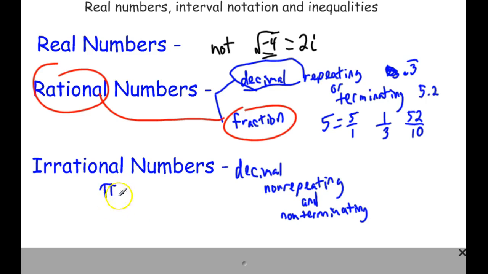More common ones besides that would be something like the square root of 2, the square root of 3, the square root of any non-perfect square. Because the square root of 4 is not irrational. That would be rational because that's equal to 2. And 2 can be written as a fraction, 2/1. So that would be an example of a rational number. So any non-perfect square you try to take the square root of that's not negative, that would be irrational.